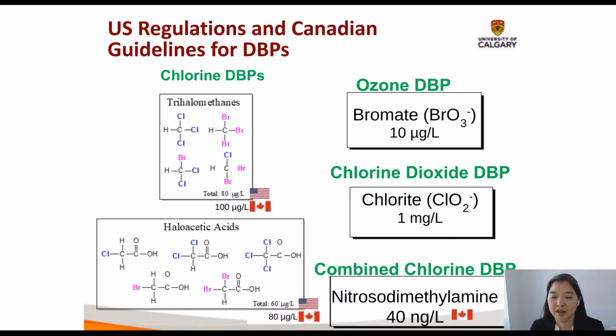Currently, the US and Canada have maximum contaminant levels for several disinfection byproducts, including trihalomethanes and haloacetic acids, which are predominantly formed by chlorine disinfection, bromate, which is predominantly formed by ozone disinfection, and chlorite, which is predominantly formed by chlorine dioxide. While only certain states in the United States have guidelines for nitrosodimethylamine or NDMA, NDMA is not currently regulated in the US. However, in Canada, NDMA has a maximum concentration guideline of 40 nanograms per liter.